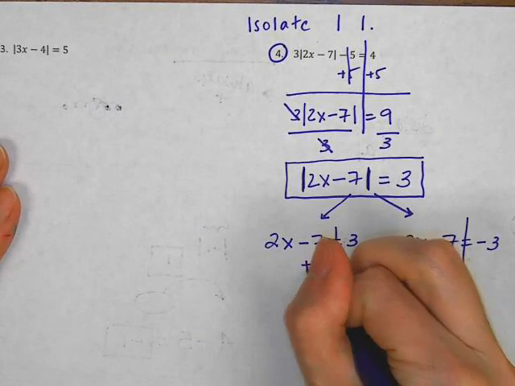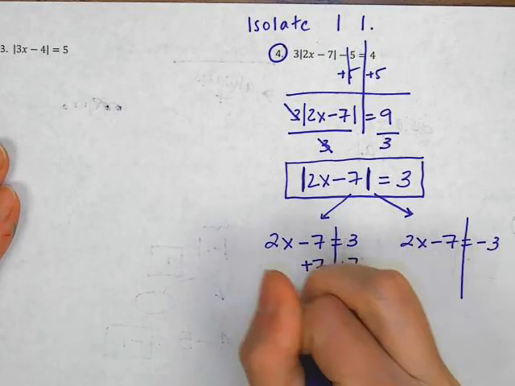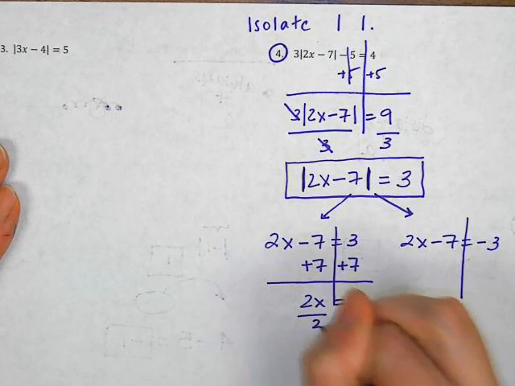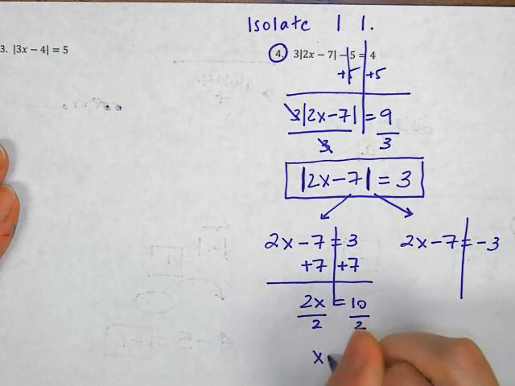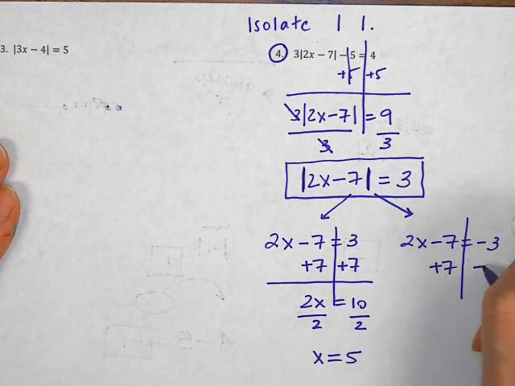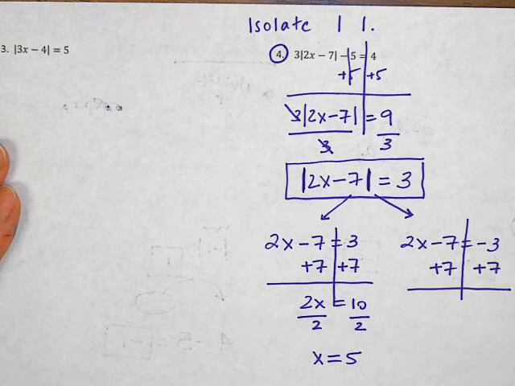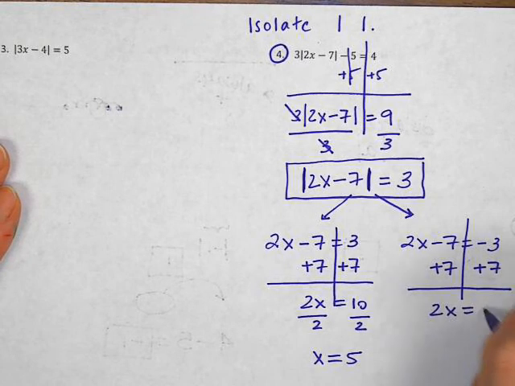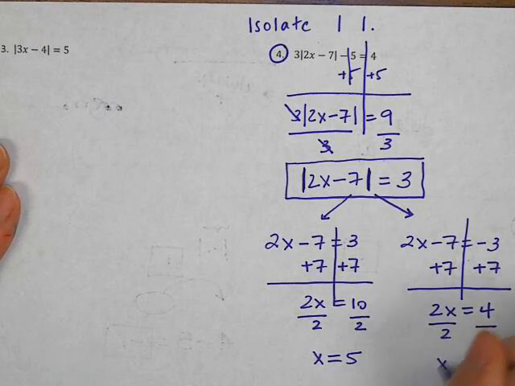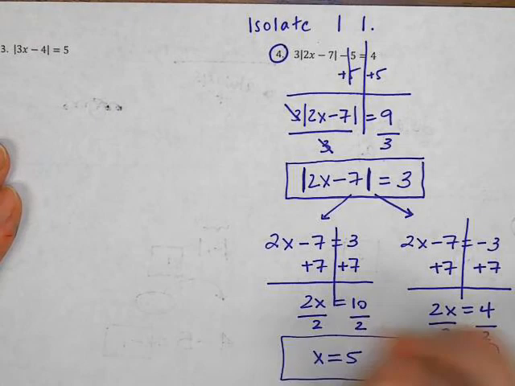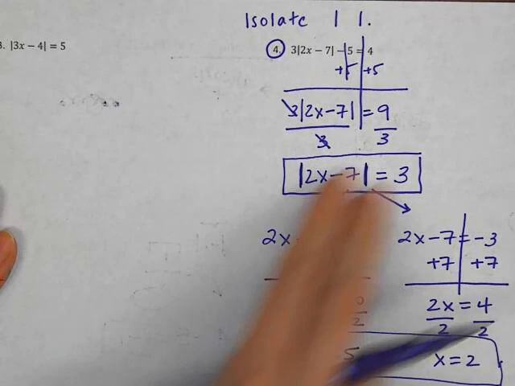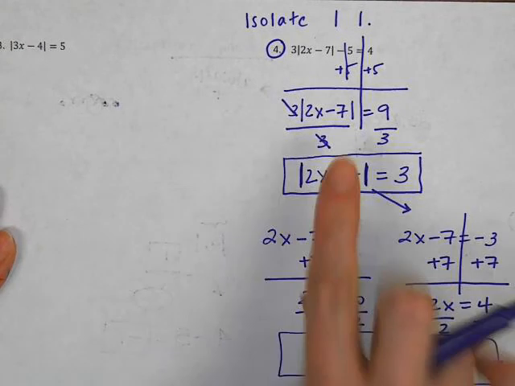We're going to add 7 to both sides and get 2x equals 10. Divide by 2 on both sides. So one answer is 5. And then add 7 to both sides. We get 2x equals 4. Divide by 2 on both sides, and we get x equals 2. So here are your two answers. But before you set up your two equations, you have to get it isolated.